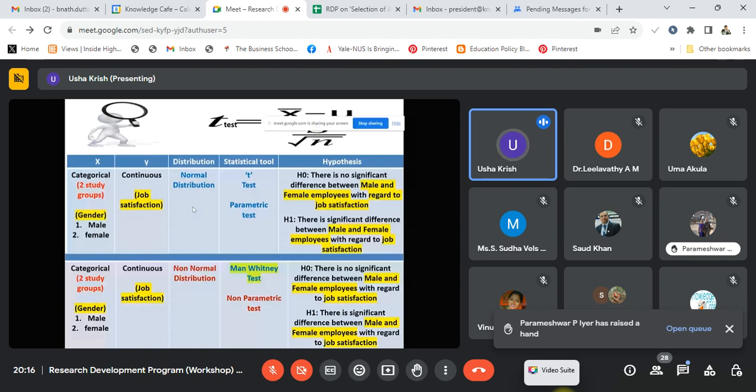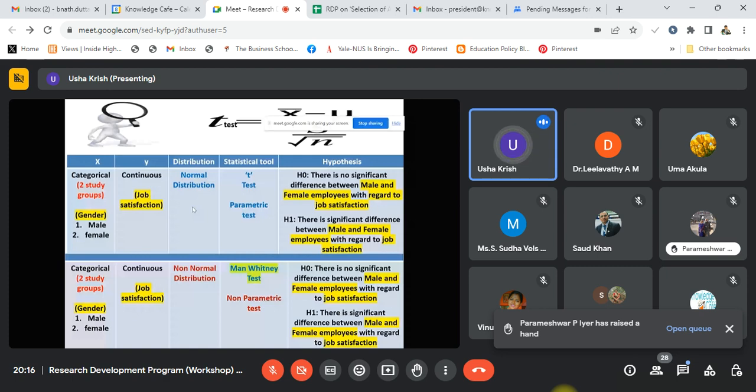So I repeat again, when to use the t-test. X is categorical. X only should be categorical. Y cannot become categorical. Y should be continuous. And I should have two study groups in my research work. And the distribution is normal. If all these requirements are fulfilled, I can use the t-test.